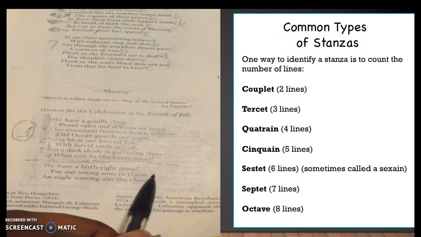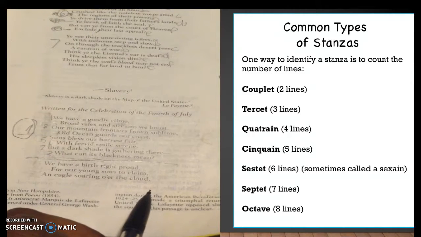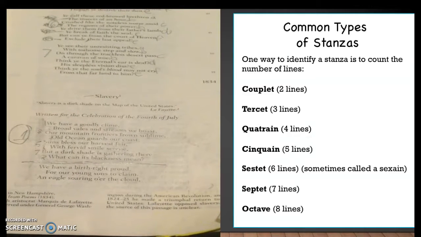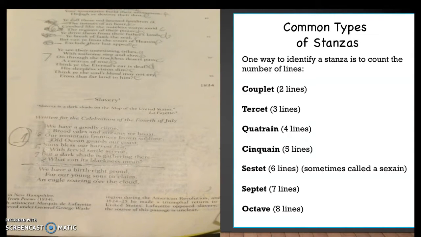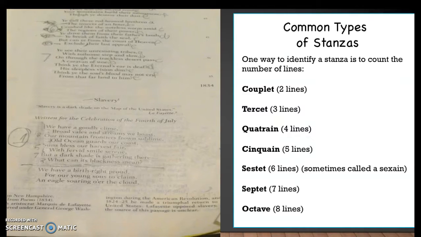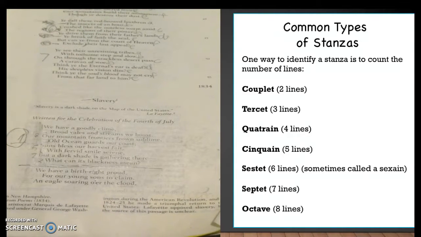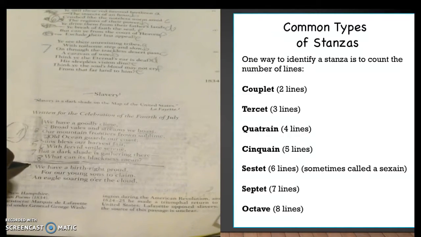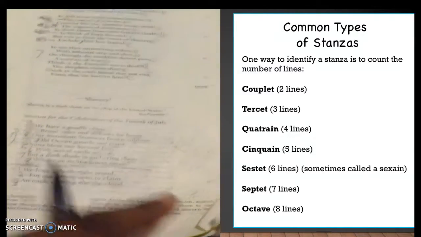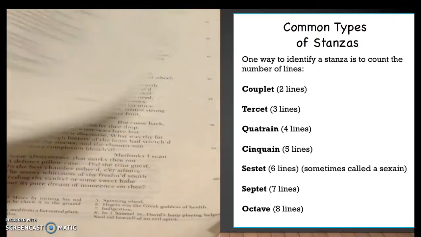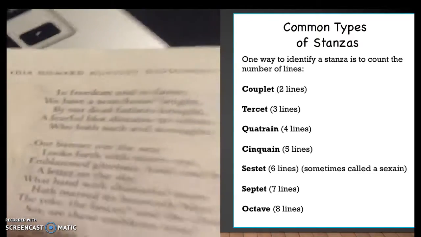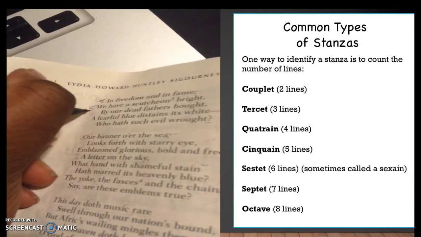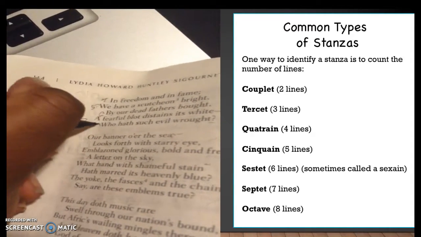And the reason why you want to continue on to do that is because sometimes authors tend to change the number of lines per stanza. So you want to make sure you go all the way through before you rule out and say that you have a certain type of stanza. So let's continue. 1, 2, 3. And we're going to have to flip the page. 4, 5, 6, 7, 8.